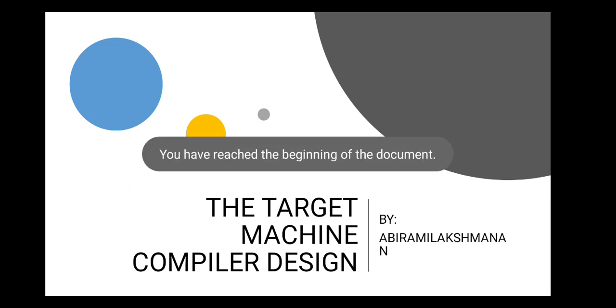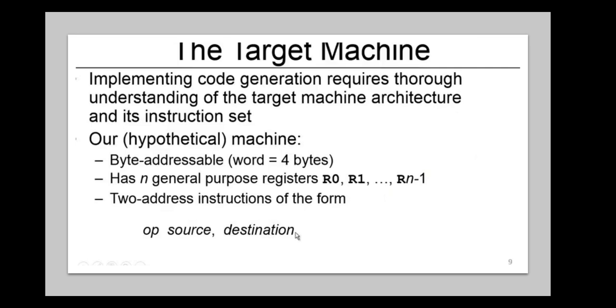First of all, what is meant by target machine? You have to know about the target machine for good code generation. Familiarity with the target machine and instruction set is important. Consider our target machine is a byte addressable machine with 4 bytes to a word, and there are n general purpose registers named R0, R1, R2, up to Rn.